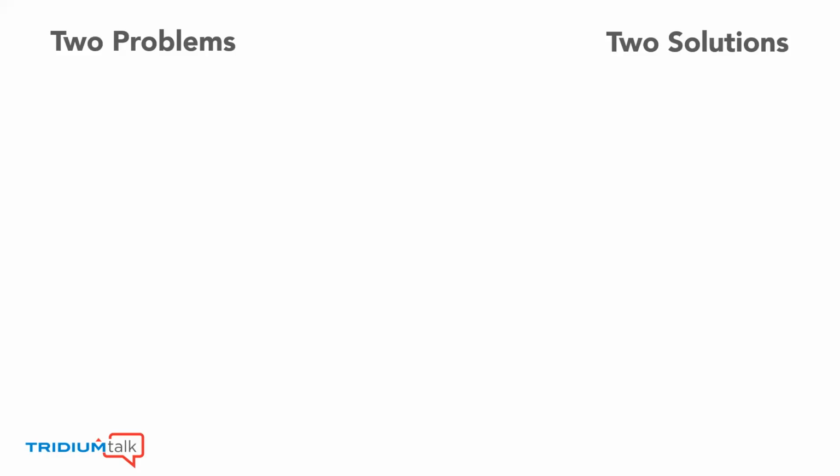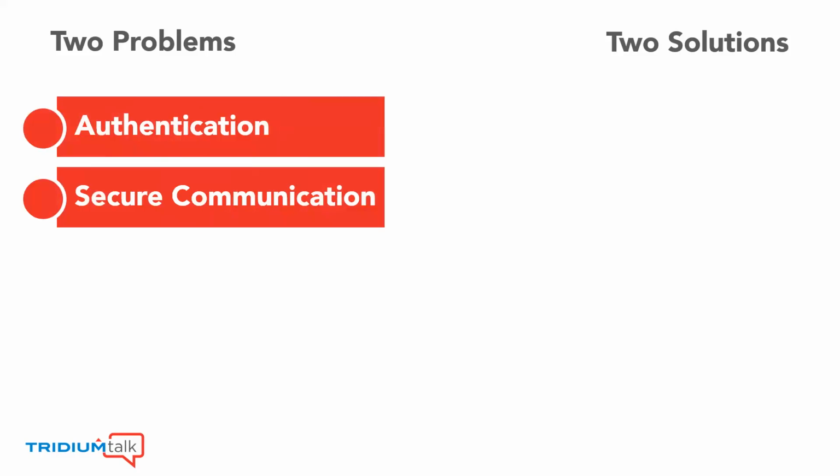Last week, we touched on this. I'm just going to bring this up again. We talked about the two problems that you run into when trying to securely communicate across a network. You have an authentication problem and a secure communication problem.